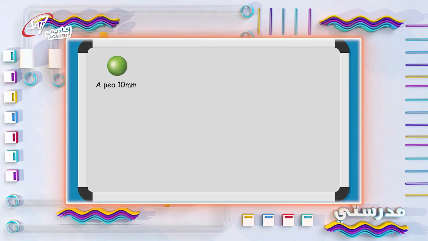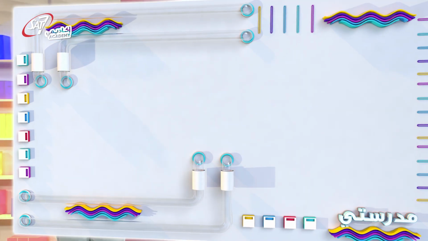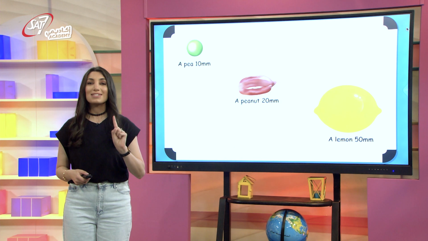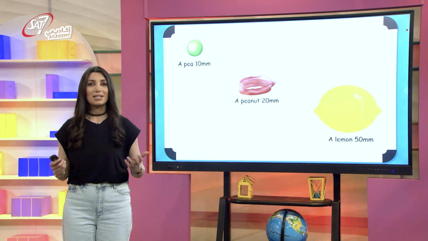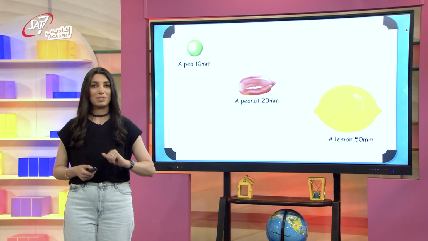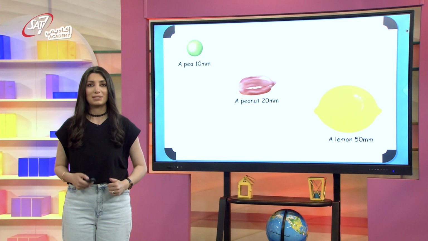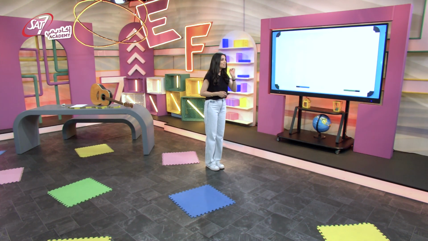A small pea is 10 millimeters. A peanut is 20 millimeters, and a lemon is 50 millimeters long. This means that a pea, being 10 millimeters, is also 1 centimeter long. A peanut is 2 centimeters, and what is the length of a lemon in centimeters? It is 5 centimeters long. We're dividing by 10. We can use millimeters to measure tiny widths too.